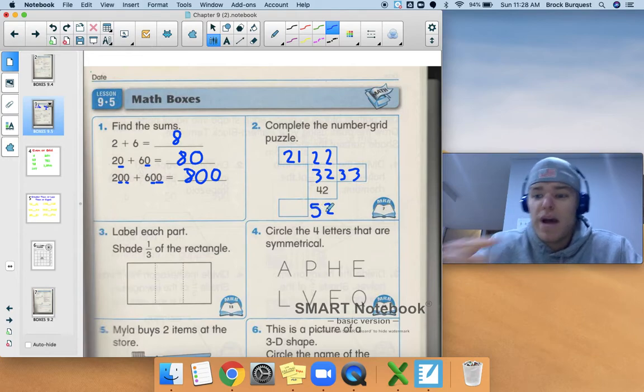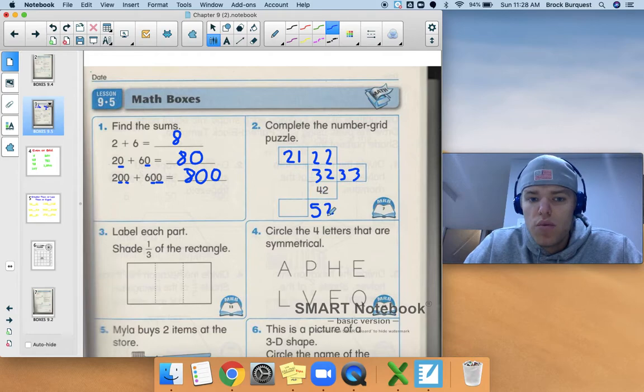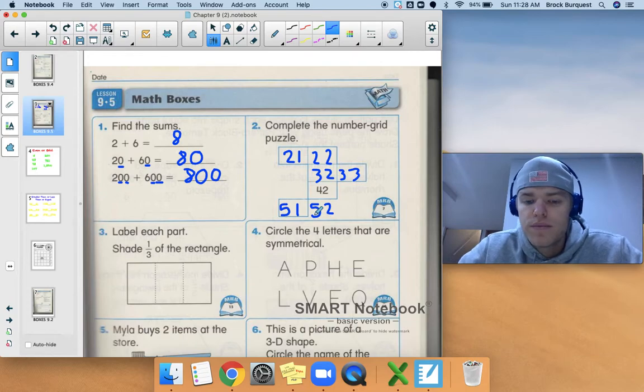Now, we're going to have to go back 1, just like we did up here, and change the 1's place. Okay, so my 10's place stays the same. And since it's in line with this, I know it's going to be 51. If you wrote that down, you'd be exactly right.